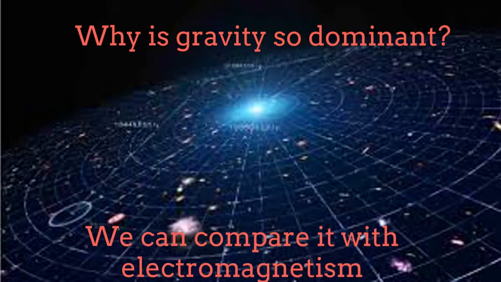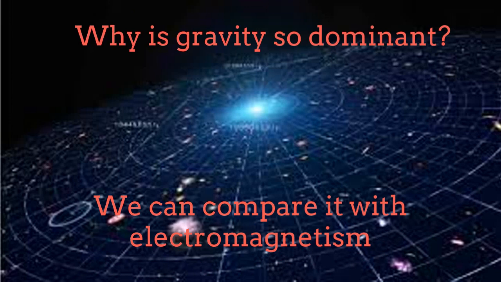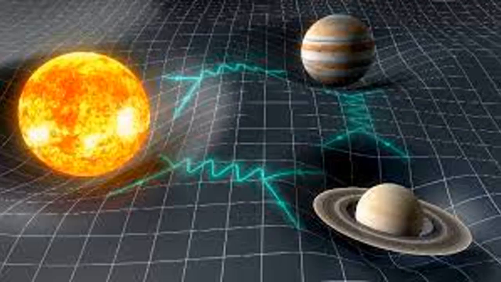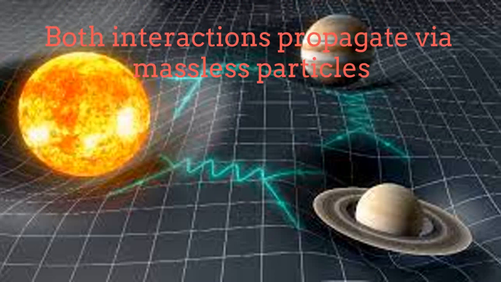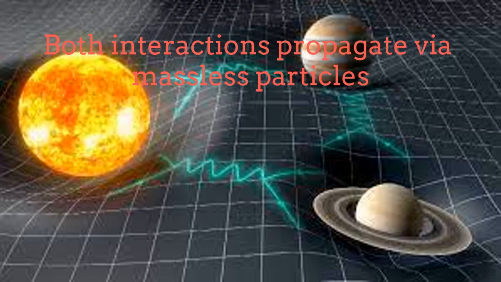But being so weak, why is gravity so dominant? To understand this question, we have to compare it with the electromagnetic interaction. Let's do it. Both interactions, gravity and electromagnetism, are propagated via massless particles. Gravity propagates through particles called gravitons, and electromagnetism propagates through photons.